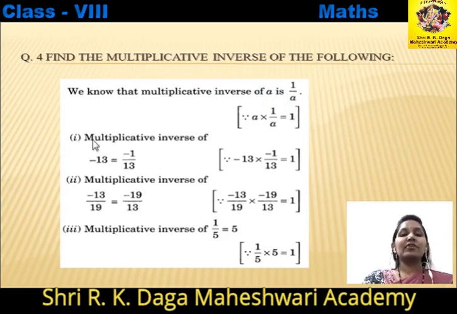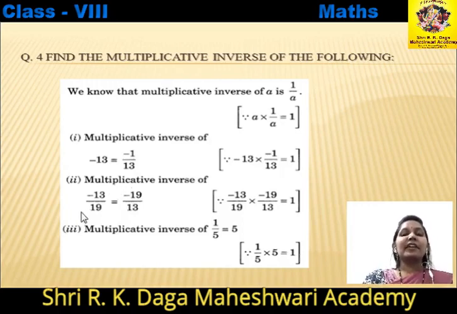Now see in the question, multiplicative inverse of minus 13. We have to find the multiplicative inverse of minus 13. So the multiplicative inverse of minus 13 is minus 1 by 13, because when we multiply these two numbers, 13 and 13 will be cancelled and minus into minus will become plus 1.